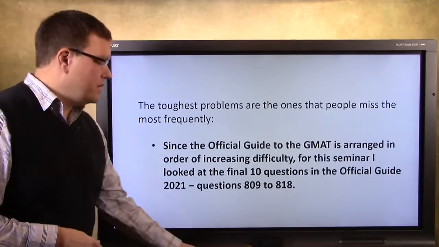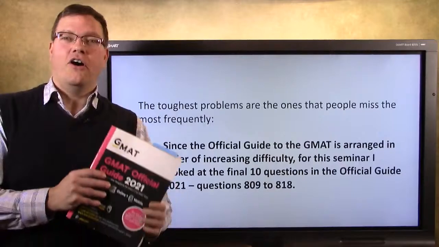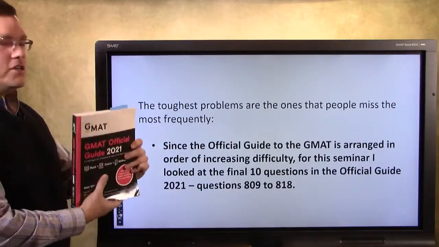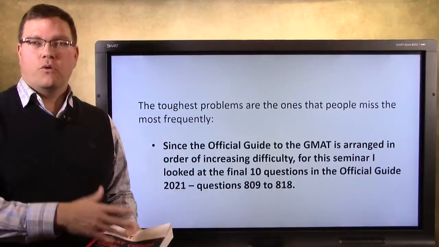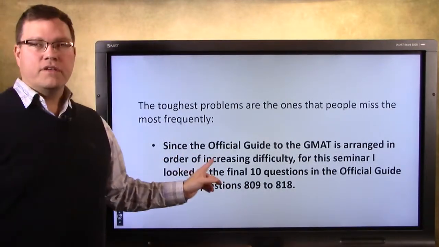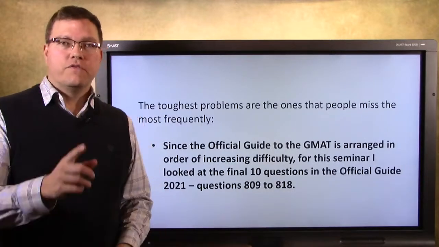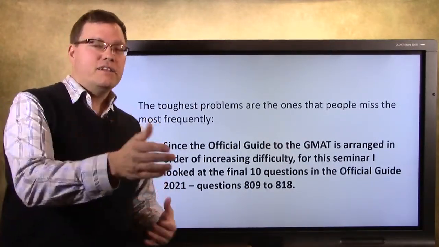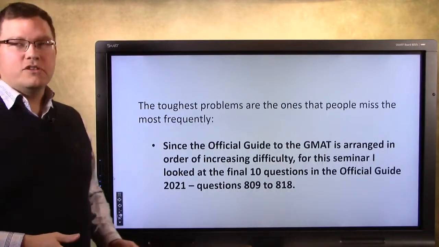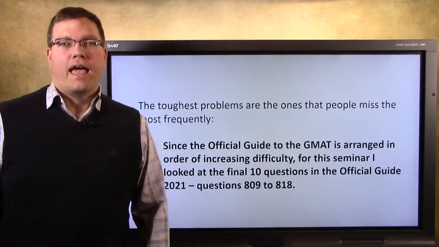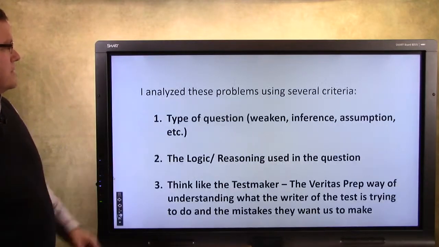But luckily, with the official guide, which I'm sure you guys are all pretty familiar with, this is the 2021 version. The official guide to the GMAT, which of course is composed of official questions, is arranged in order of increasing difficulty. So for this seminar, I said, let me look at the final 10 questions in the official guide. That's questions 809 to 818. And I looked at these questions.